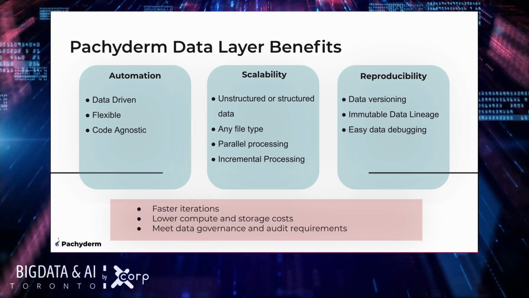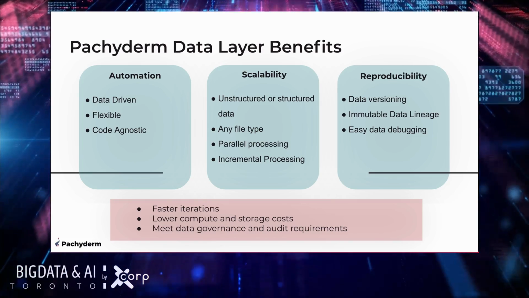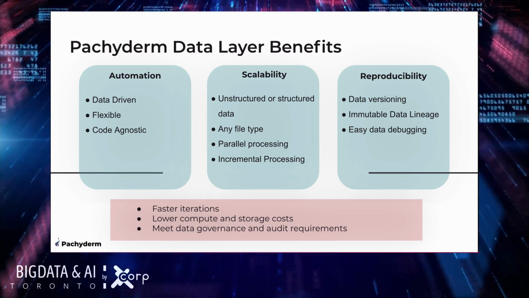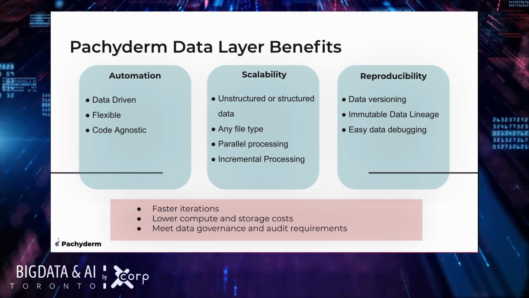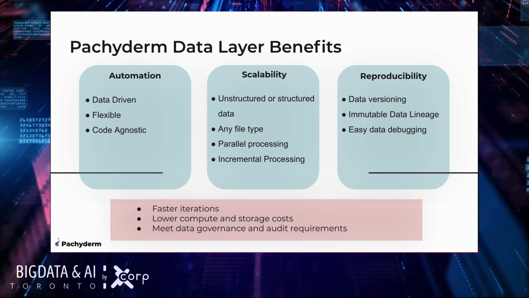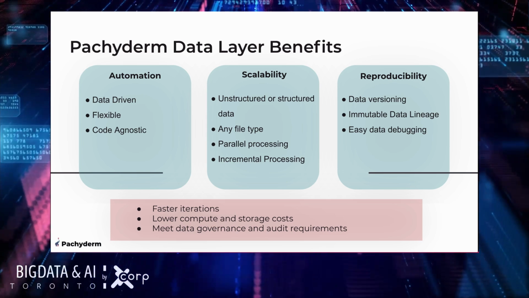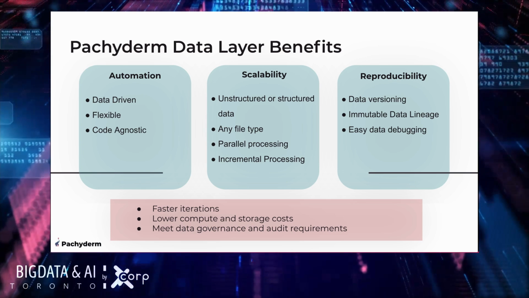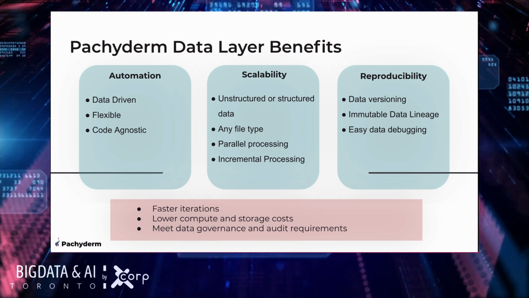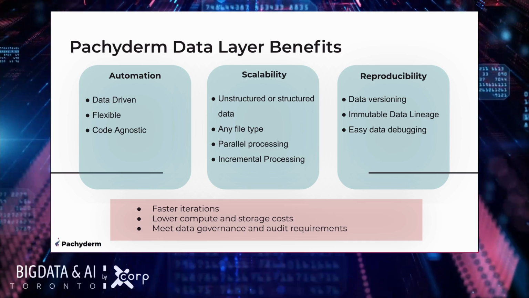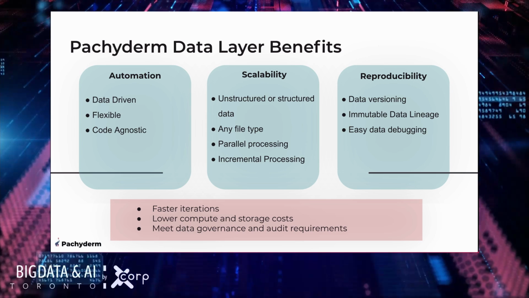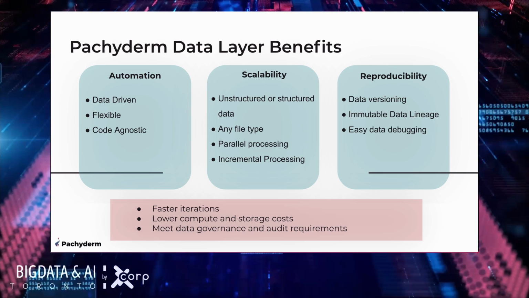First of all, on the automation side, we're very data-driven, flexible, and code agnostic. So our pipelines allow you to automate your data tasks. They're completely code and framework agnostic, so anything that can fit in a Docker container can run in our pipelines. So that makes them very flexible. They can be deployed anywhere. Pachyderm runs on Kubernetes, so any place you can deploy Kubernetes, you can deploy Pachyderm. And that makes us very flexible and code agnostic.